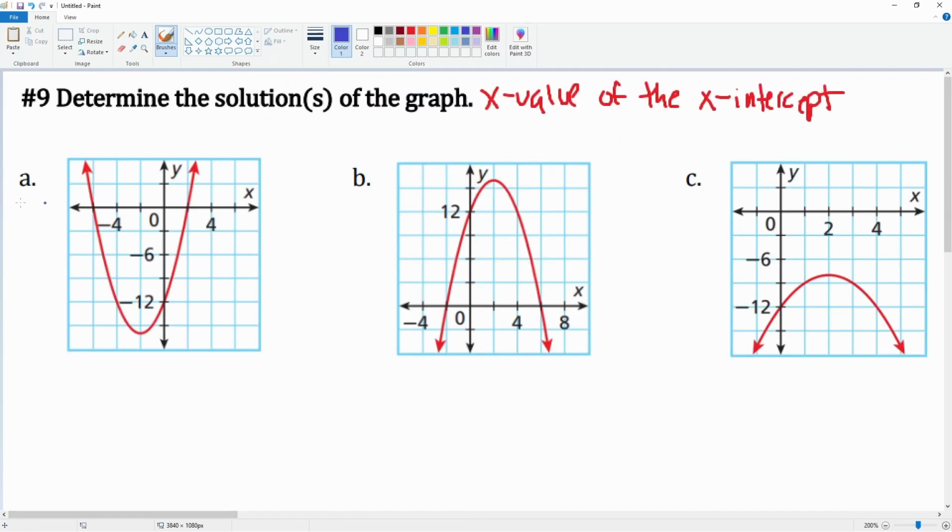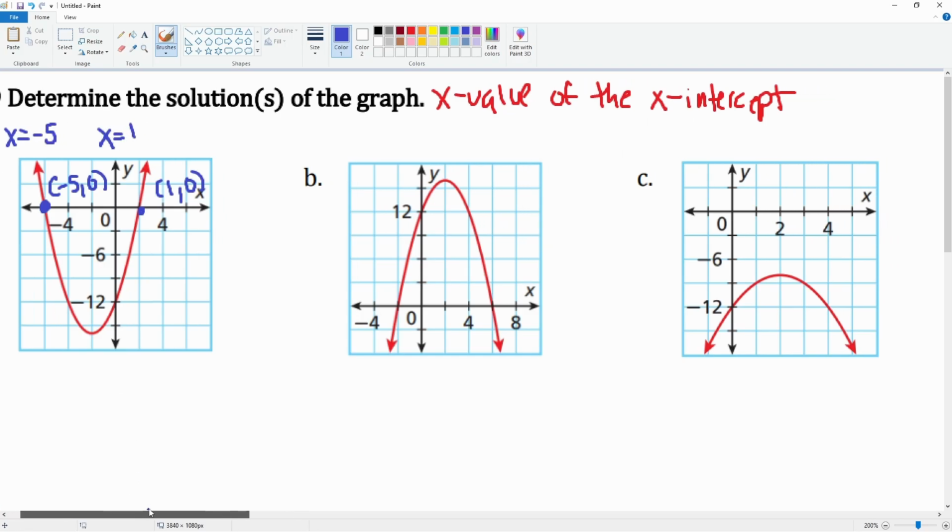All right. So let's take a look here at A. Notice that the x-intercepts are right here. So this is at the value -5, 0. And this is at 1, 0. So the solutions here would be x is equal to -5 and x is equal to 1. These are your two solutions here, right?